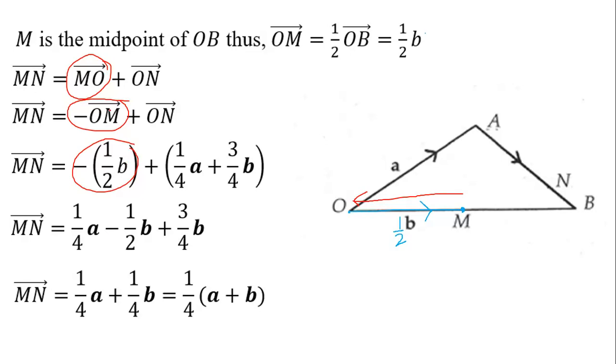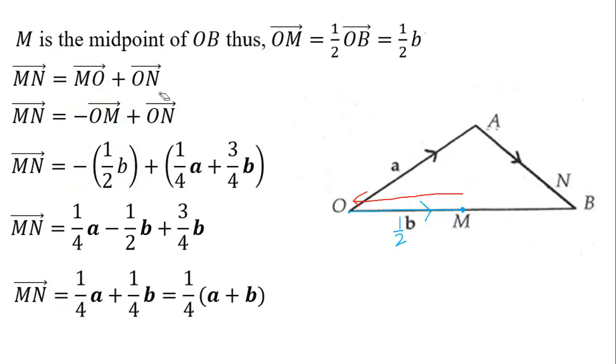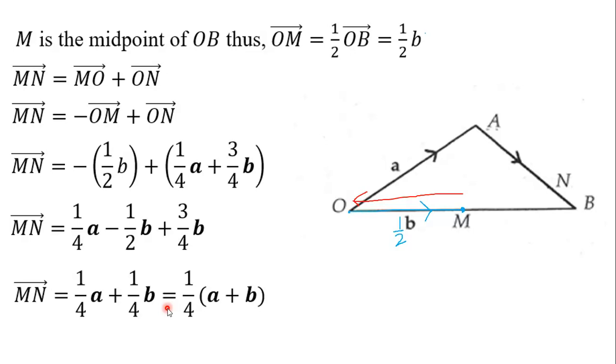Okay, now that we have that side sorted out, let us look at the other term, ON. We know what ON is, because we solved it earlier. ON is a fourth A plus 3 over 4B. That's what ON is. So we just substitute that expression there: ON is a fourth A plus 3 over 4B.